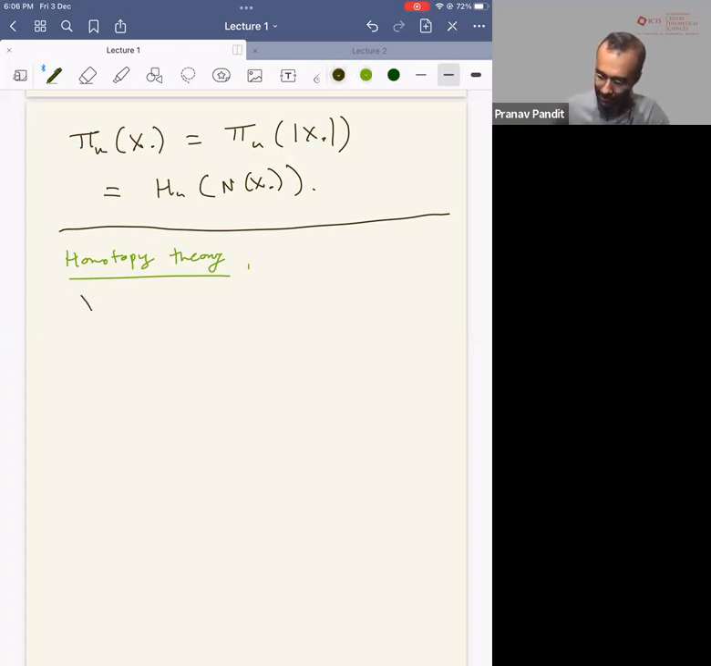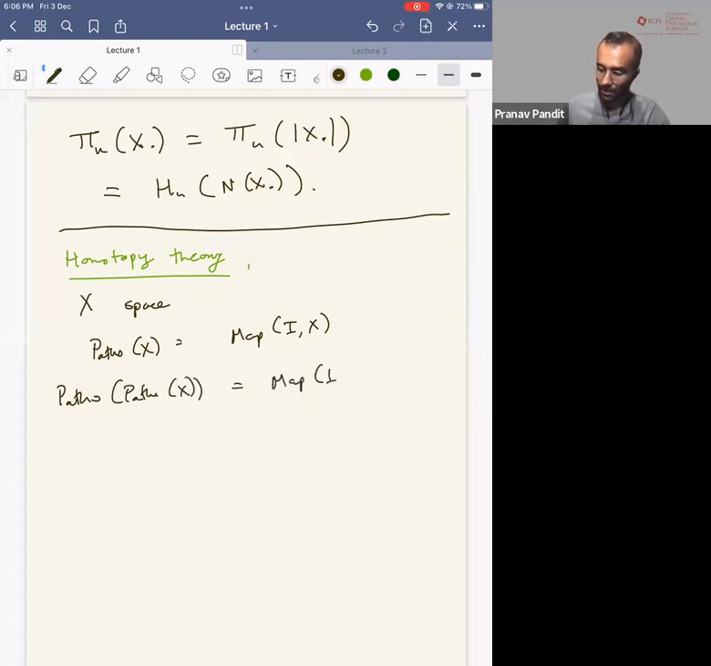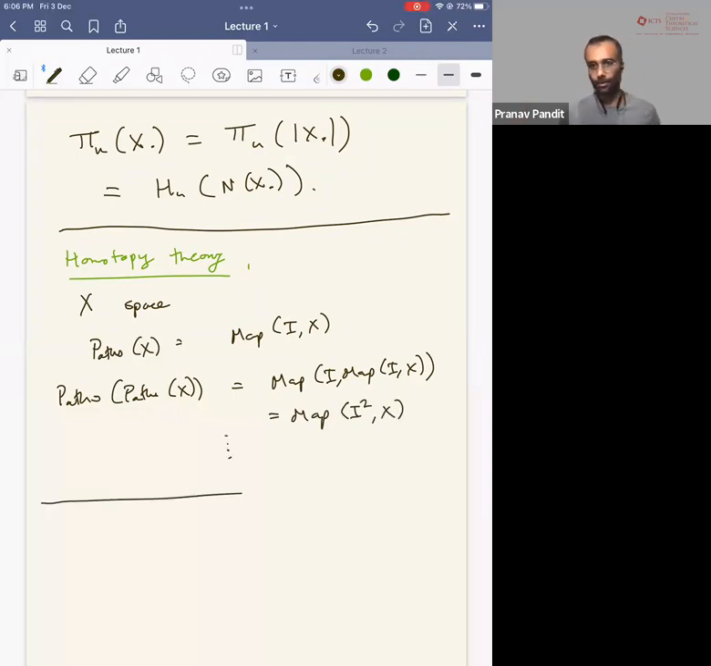We were looking at, so X some space, we could look at paths of X, which is maps from I into X. We can look at paths of paths of X, which is maps from I into maps from I into X, which is maps from I cross I into X, and so on. So for every space X, we have a rule that produces a new space, the paths in X, and then we can iterate this process. And that's what homotopy theory basically cares about: what the paths in a space are between two points.